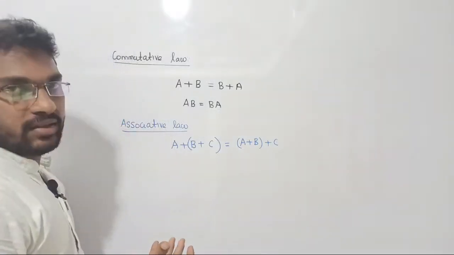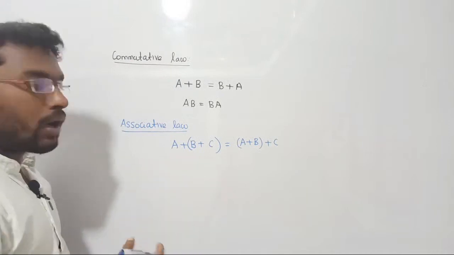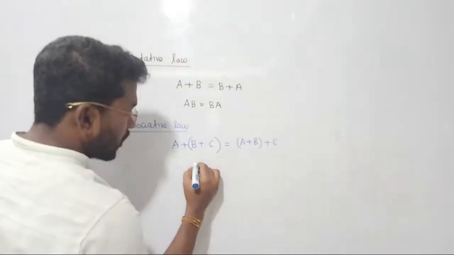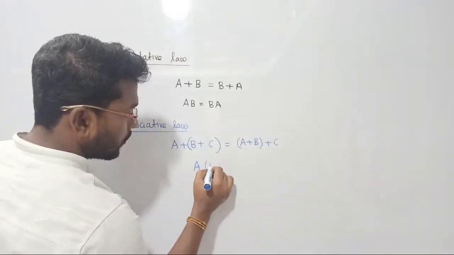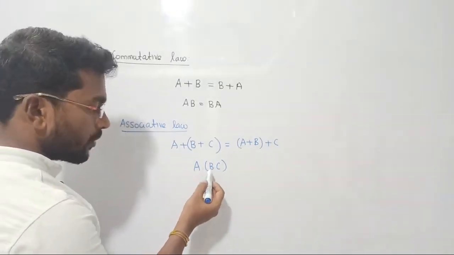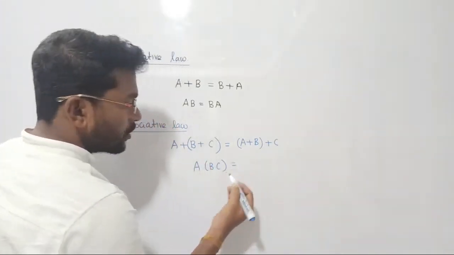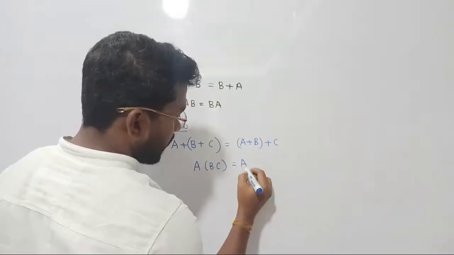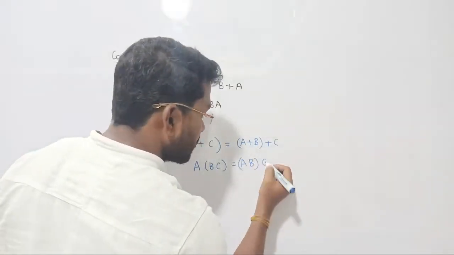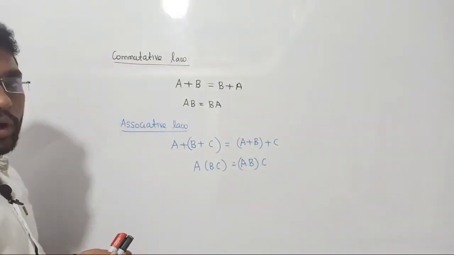So there is no change in the answer. Either you can add in this way or you can add that way. That is called associative law. All are being associated with each other. Like you can also write A with BC. In multiplication, first I take Boolean variable B and multiply it with C, and then I consider A. Or you can first consider A, multiply it with B, and then consider your Boolean variable C. This is also associative law only.